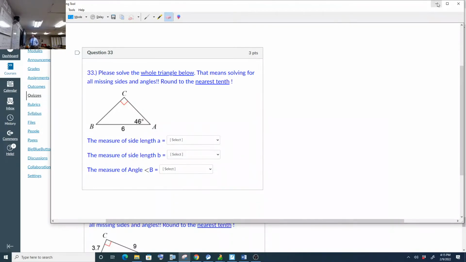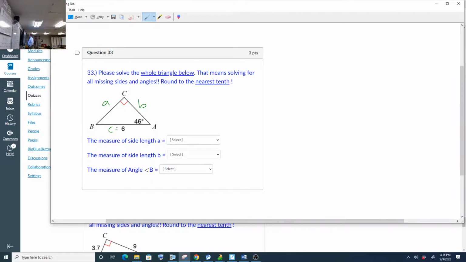Alright, last video for our practice test, solving triangles. Solving every angle and every side. Bam! So basically, I would start with maybe solving side little a. Across from big A is little a, across from big B is little b, and across from big C is little c. Right?